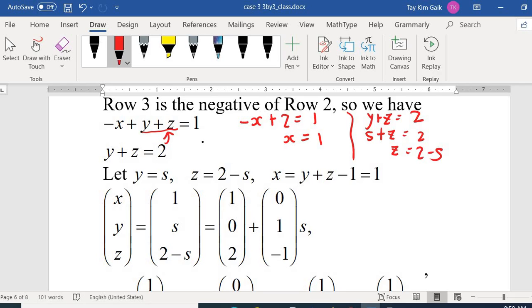So the new constant vector will be your v3, and this will always be your v1, provided you have the same assumption. From finding v1, you let y equal to s, v2 must also have y equal to s, v3 must also have y equal to s. Then you get this nice pattern. The constant vector is always your new eigenvector. The vector dependent on your s is always your v1.